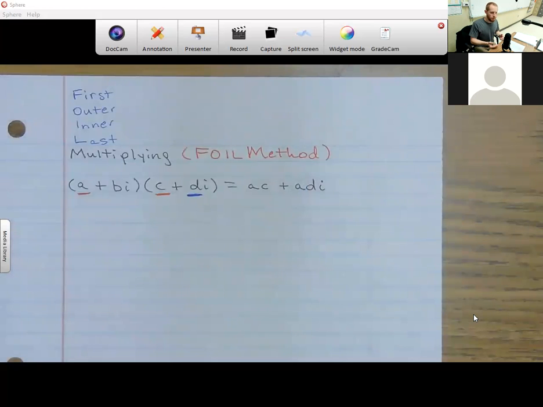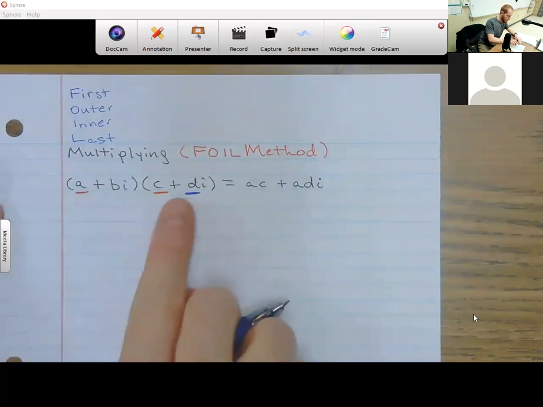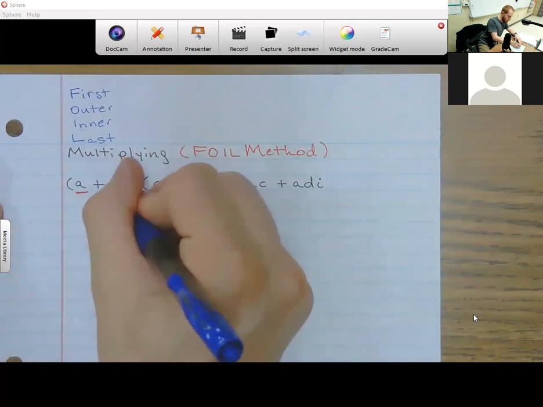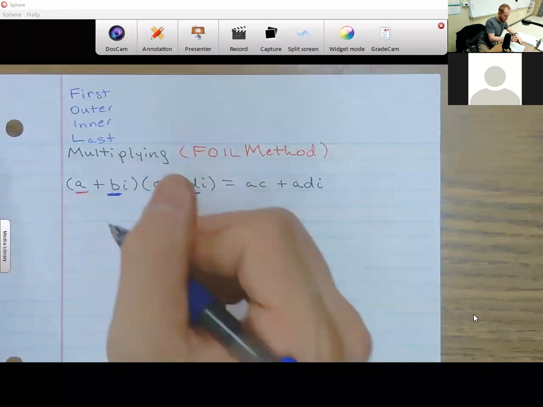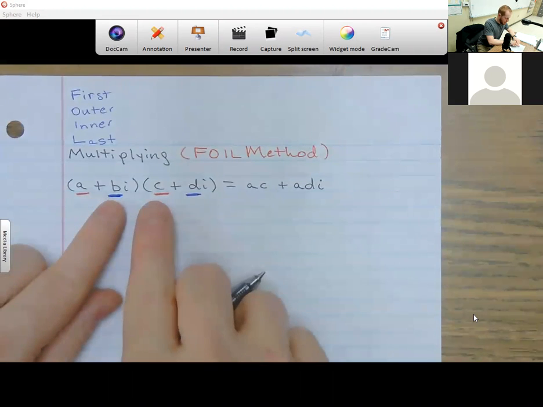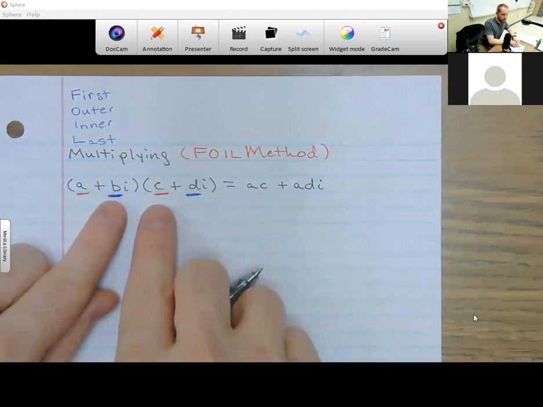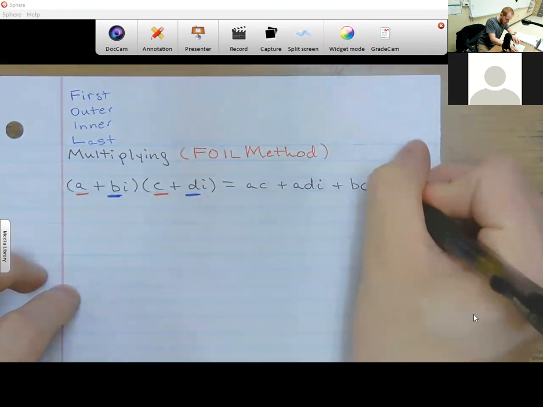And then what we're going to do is we're going to look at our inner two parts. So what are my inner two parts? It's going to be c and bi. I'm going to underline the b with blue because that's the imaginary part. So b times c is going to give me bc, i.